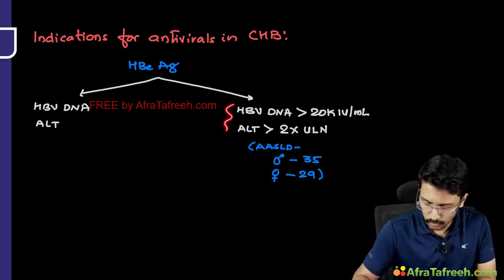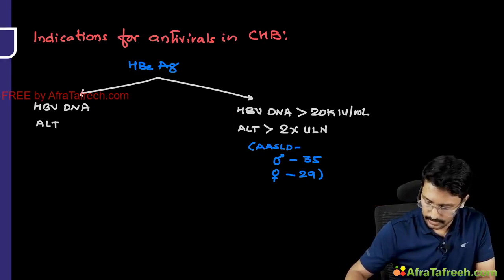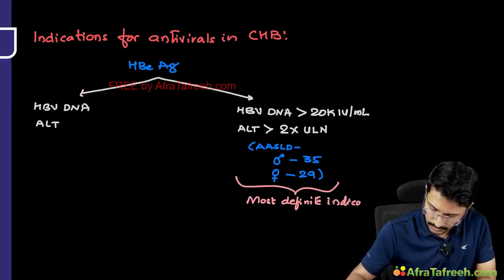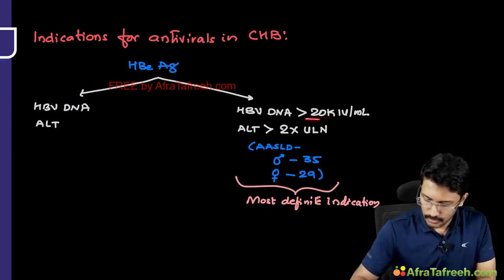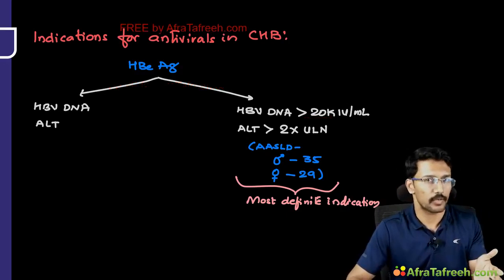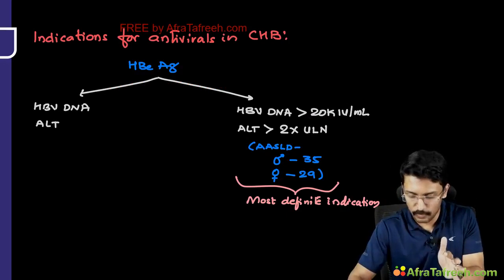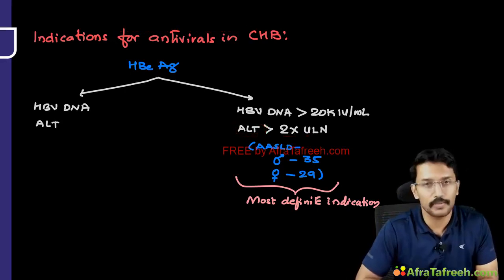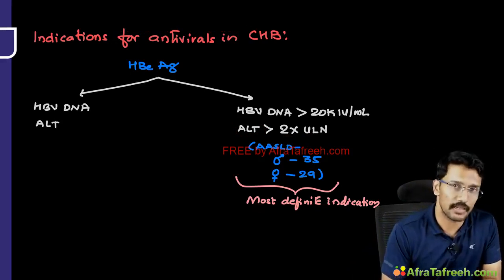So when both of these indications are met, that is the most definite indication for initiation of antivirals. Why is this important? When HBV DNA is 20,000 plus, it means there is active viral replication, and this active viral replication has triggered an immune response. That immune response is causing liver damage, which is evidenced by ALT level being more than 2 times the upper limit of normal. So in all these cases, we should initiate them on antivirals.